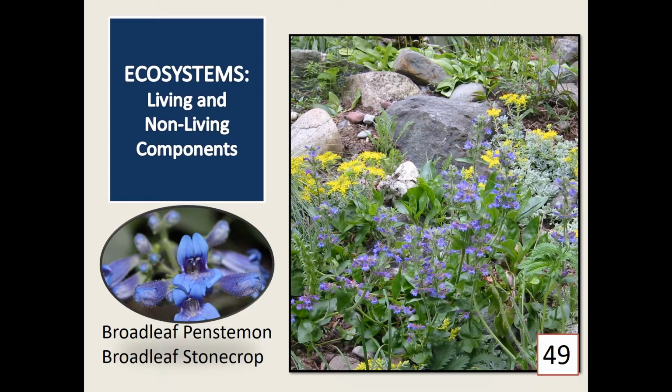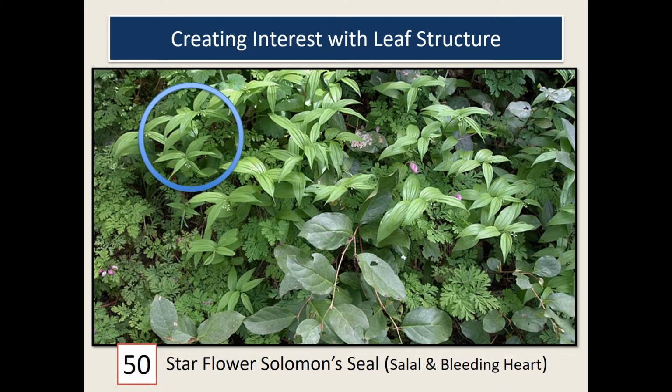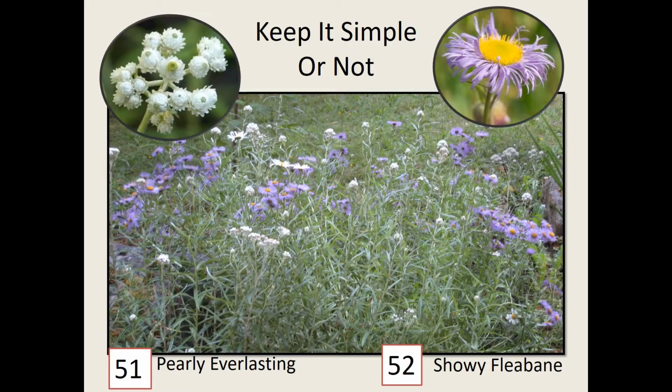Create a natural appearance by incorporating non-living elements of an ecosystem into the landscape, such as logs and rocks. Leaf structure can be used to create interest. Different shapes and colors of evergreen leaves provide visual appeal. You may want to keep things simple by choosing only a few of your favorite species or colors. Repeat throughout. Or you might decide to mix things up a bit more.